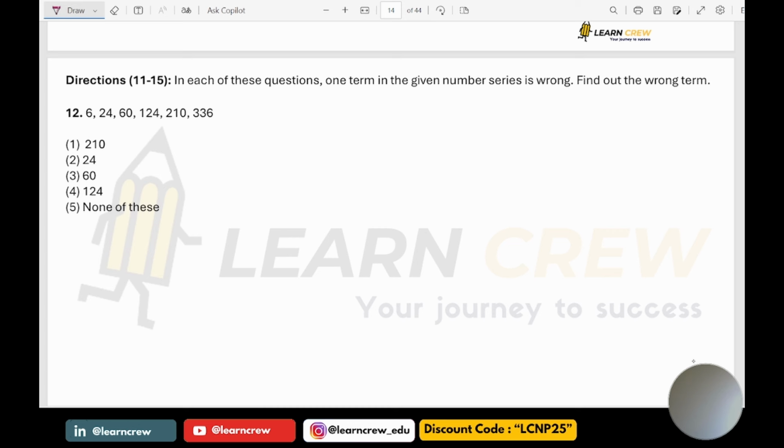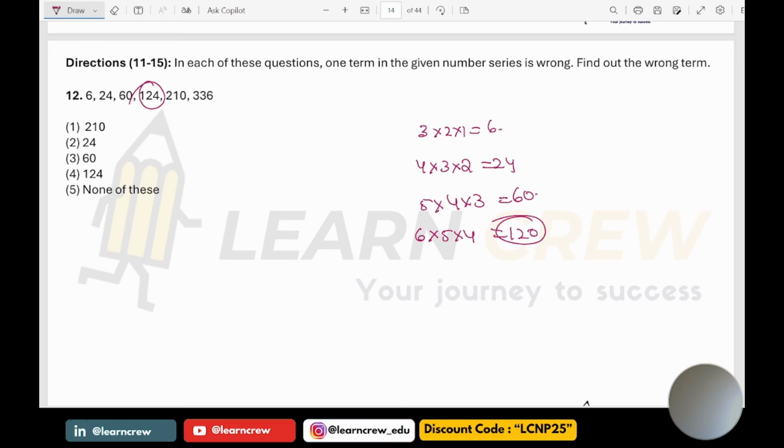Next, 6, 24, 60, 124, 210, 336. So this 6 is what? 1 into 2 into 3. This is 1 into 2 into 3 into 4, right? So now what can I do? 3 into 2 into 1 is 6. 4 into 3 into 2 is 24. 5 into 4 into 3 is 60. So the next one has to be 6 into 5 into 4, which is 120. 124 is there, which is the wrong term.